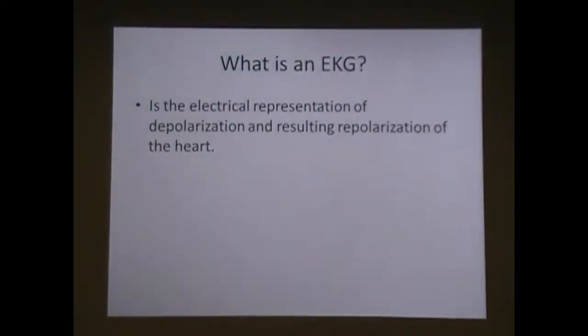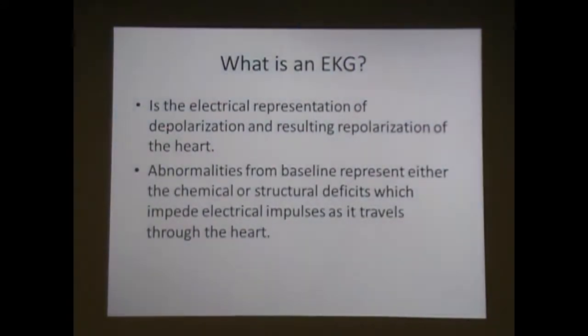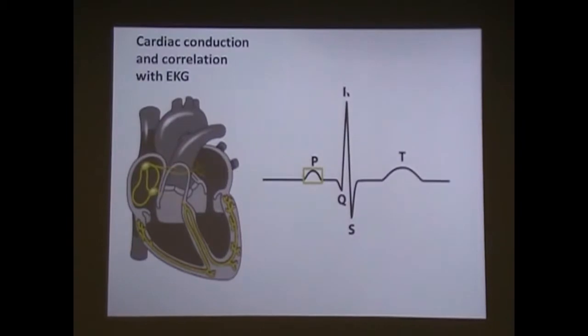What is an EKG? It's an electrical representation of the repolarization and depolarization of the heart. Abnormalities from the baseline represent either a chemical or a structural deficit that impedes the electrical impulses as they travel through the heart. Pretty simple. The conduction of the heart. So this is just a nice, simple way of explaining. We're going from the, I get a pointer, I don't have to walk up to the screen, from the SA node coming down to the AV node and then down into the ventricles.